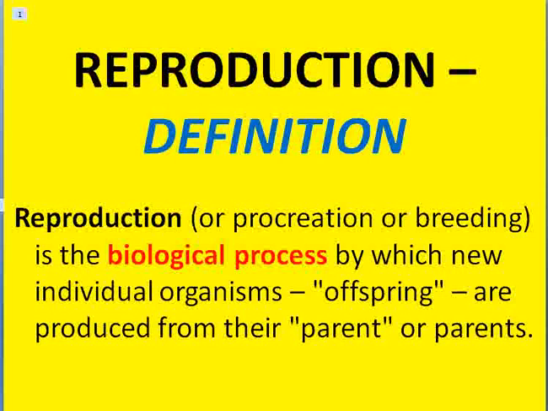We get new individual organisms, or the offsprings, or the young ones, and they are produced from the parent or parents. Here I have mentioned parent, singular form, and parents, plural form. Why? If only one parent is involved, we call it asexual reproduction. If two parents are involved, then we call it sexual reproduction. That is why it is given as parent or parents.